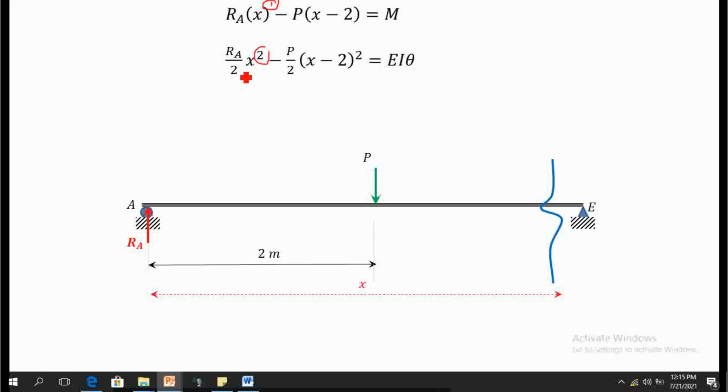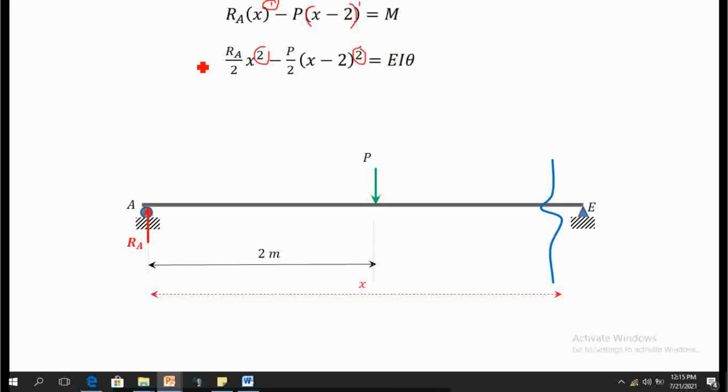Nakita nyo paano ang ginawa yun? Minus P, x minus 2, wag ninyong isi-simplify. Let the values inside the parentheses be like that, wag niyo siyang isi-simplify. Then the exponent inside the parentheses is 1. So if I'm going to take the integral of that, the exponent becomes 2, then I have to take the exponent into the denominator.